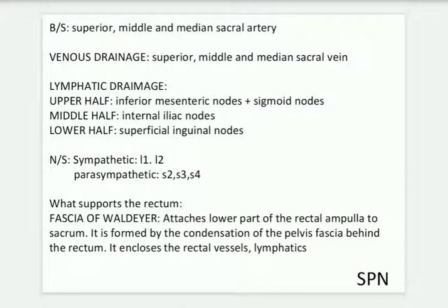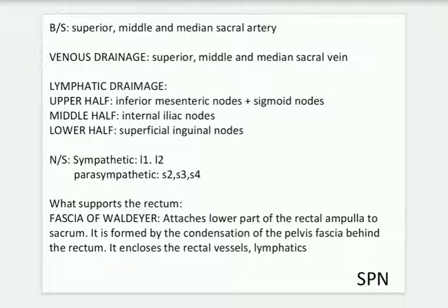The blood supply: superior, middle and median sacral arteries. The venous drainage is the same as the superior, middle and median sacral arteries. Lymphatic drainage depends upon the upper, middle and lower halves. The upper half drains by inferior mesenteric nodes plus sigmoid nodes, the middle half to internal iliac nodes, and the lower half to superficial inguinal nodes. Nerve supply: sympathetic L1, L2, parasympathetic S2, S3, S4.